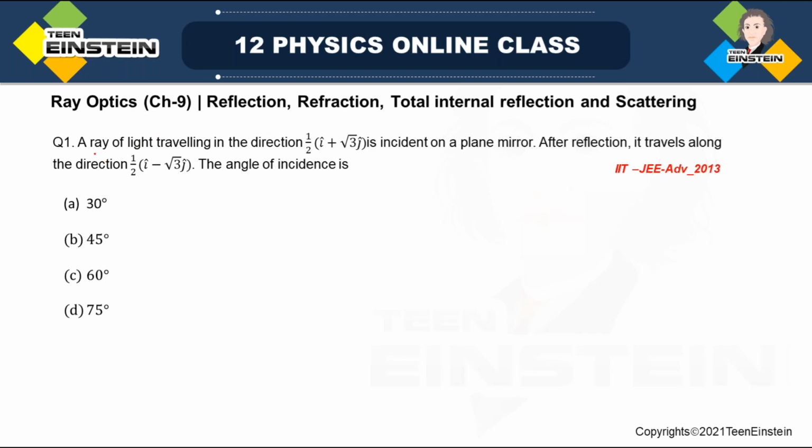So let us read this problem first. This problem states that a ray of light traveling in the direction (1/2)(i cap + square root of 3 j cap) is incident on a plane mirror. After reflection, it travels along the direction (1/2)(i cap minus square root of 3 j cap). The angle of incidence is 30 degree, 45 degree, 60 degree, or 75 degree. So that is the question.